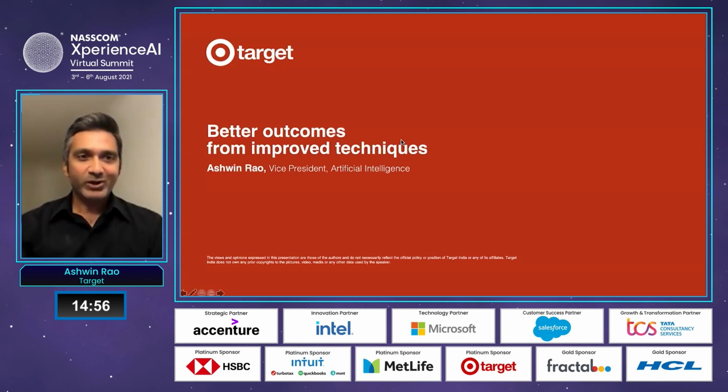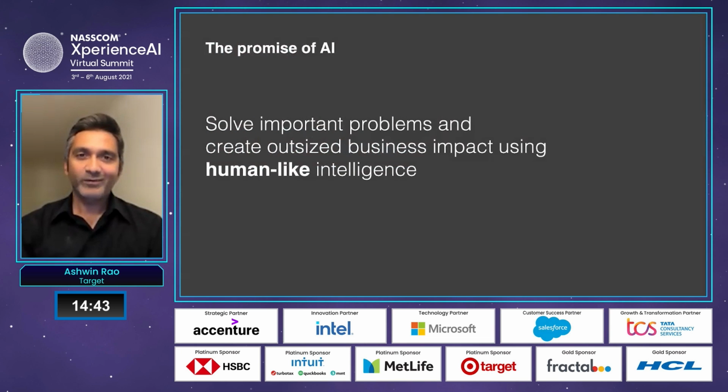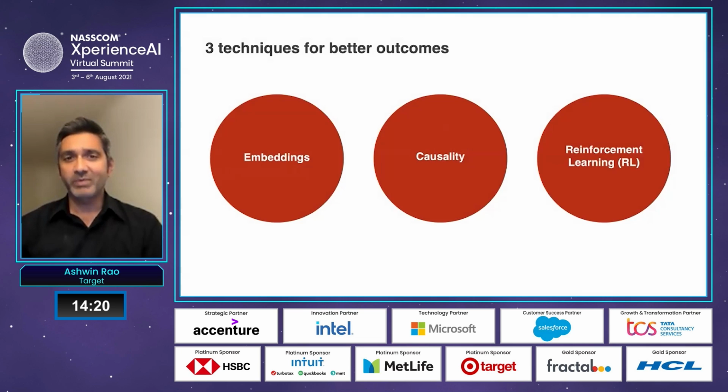Okay, so today I'm going to talk about the topic of better outcomes from improved techniques. There is a tremendous amount of buzz in the industry today about the potential of AI to solve important business problems in efficient and robust ways. There is indeed some exaggeration in the promises of AI, but there are a few techniques that have emerged which show great promise. Today, I will be talking about the top 3 techniques that I find quite valuable in terms of creating outsized business impact.